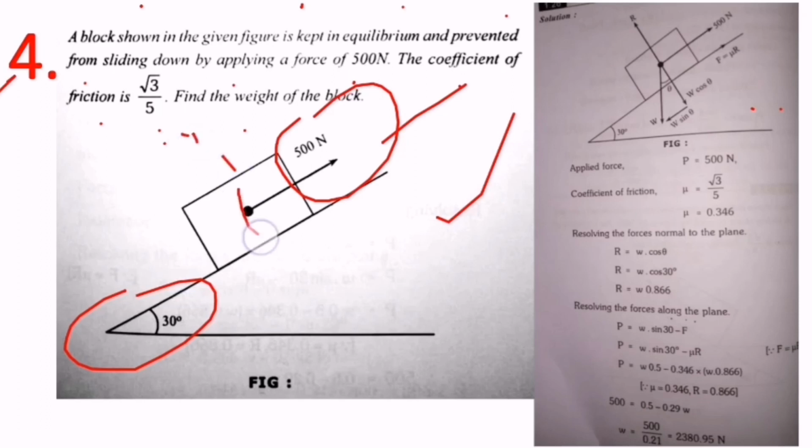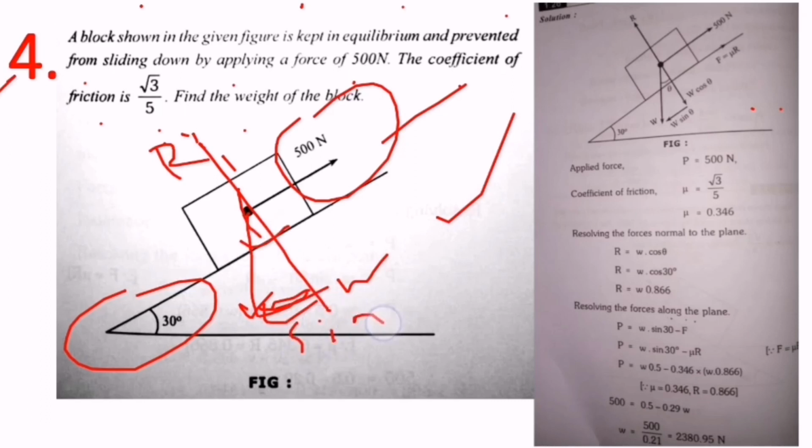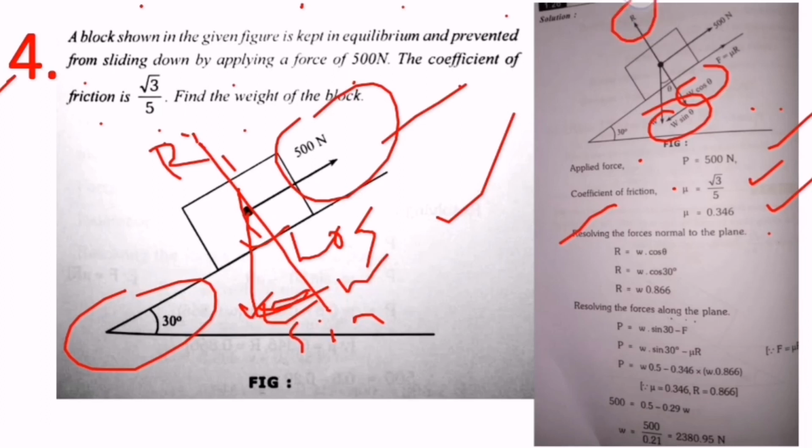When we look at this, if we draw a line, this is R, this is W, but W always acts exactly towards the center of the earth, so that's why upward side is sine and this side is cos. So like that we take W cos theta, W sin theta. Applied force is 500 Newton, mu equals root 3 by 5, that is 0.346. Resolving the forces normal to the plane, upwards is R, downwards is W cos theta. So R equals W cos theta, that is R equals W into 0.866. Resolving the forces along the plane, this side is 500 Newton and W sin theta is there, and friction F equals mu into R is there.